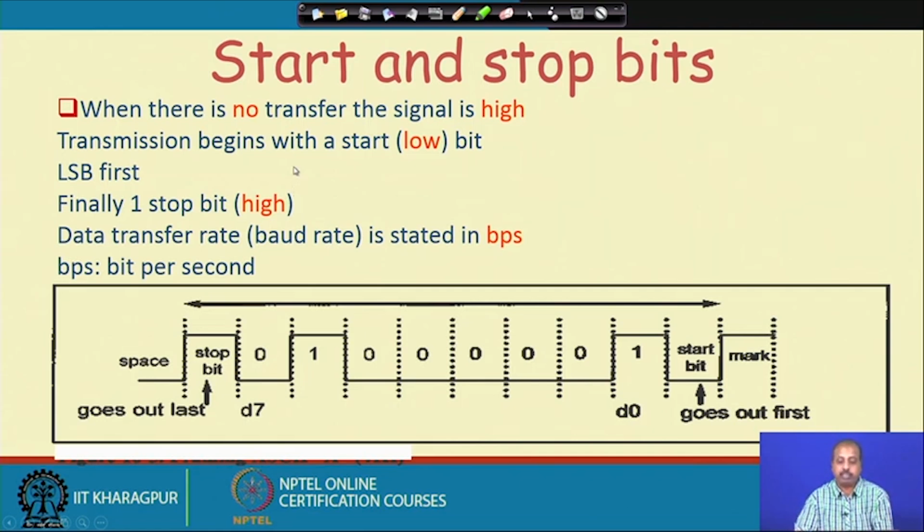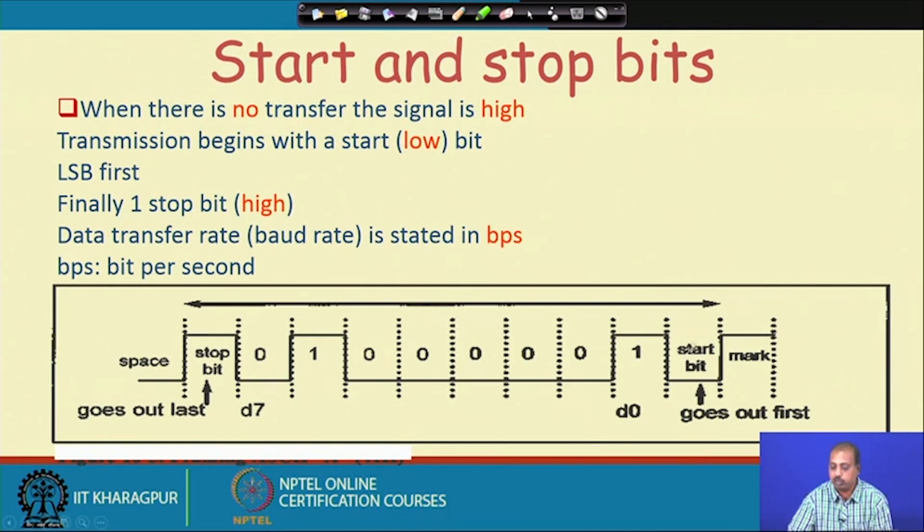When there is any serial communication, it follows this type of protocol: when no communication is taking place, the signal line is high. When the transmission starts, first we send a low bit. So, that is the low bit, and then after that the bits are transmitted, starting with the LSB.